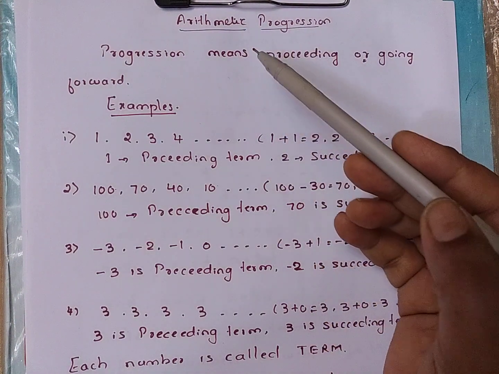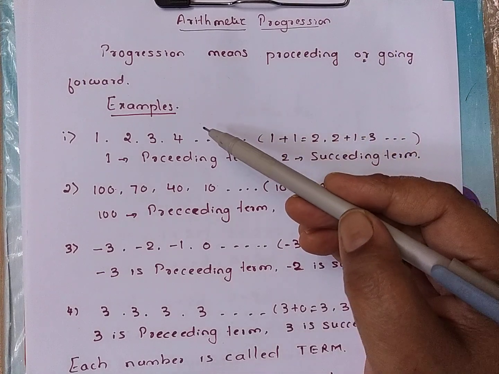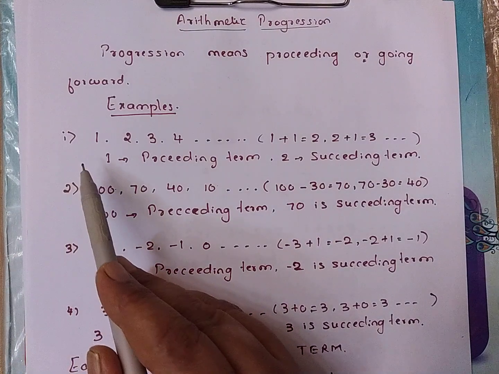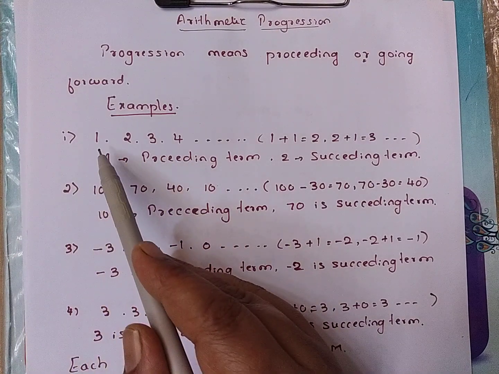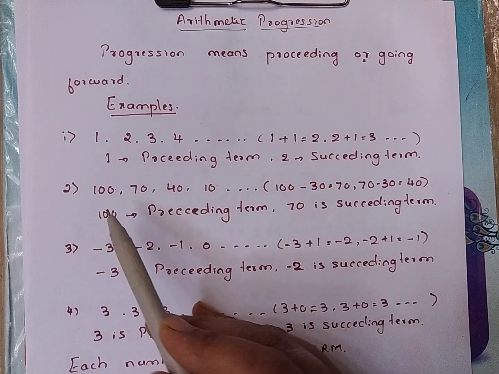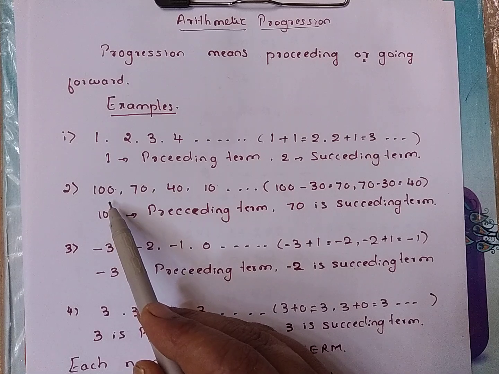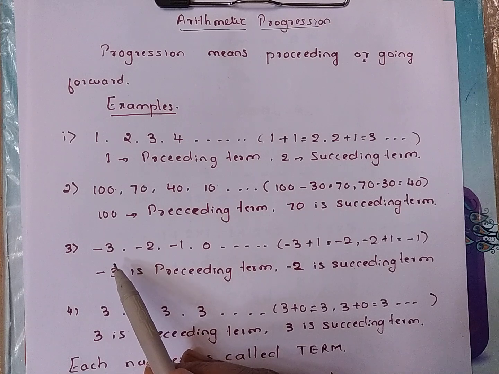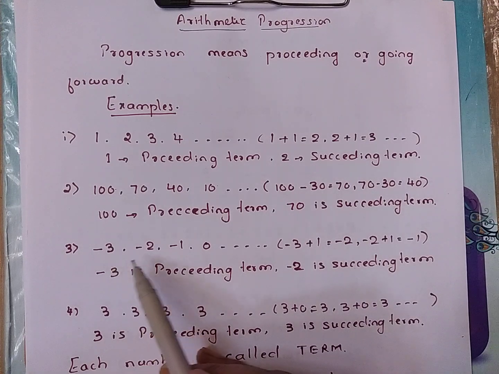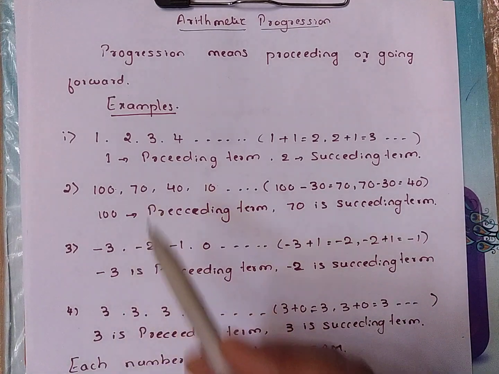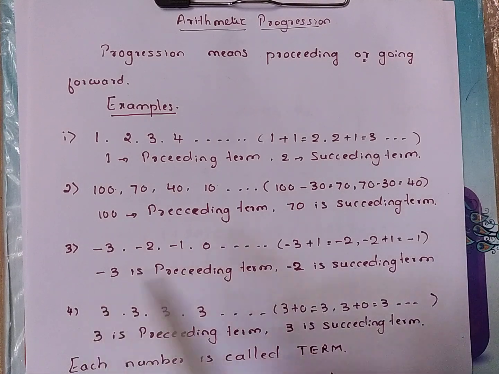Before giving the definition of arithmetic progression, we will go through some examples. Here are four lists of numbers. The first one has four numbers: 1, 2, 3, 4. In the second example, another set of numbers is given: 100, 70, 40, 10. In the third example, here also another set is given: -3, -2, -1, 0. And in the fourth set it is 3, 3, 3, 3. So what is the difference between these sets and how are they arranged?